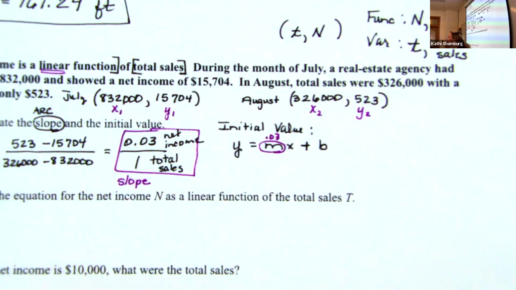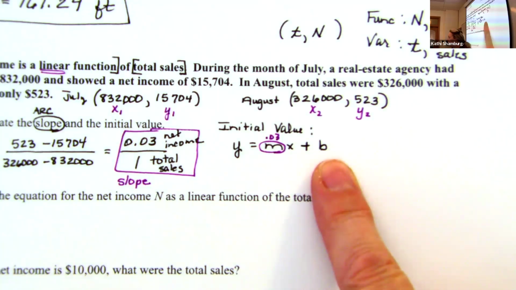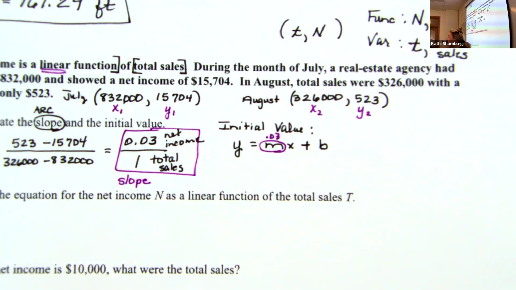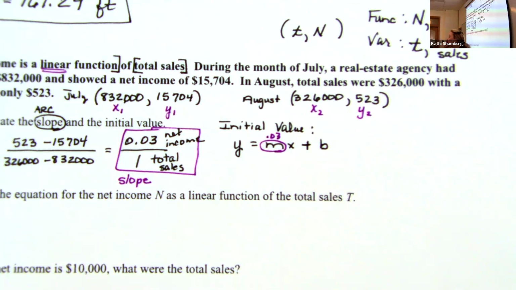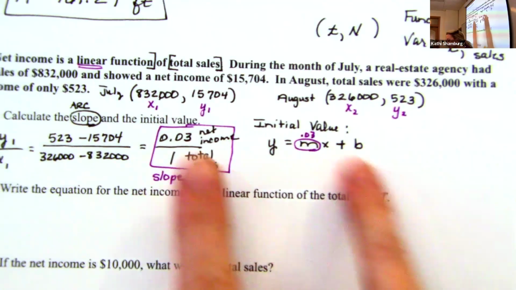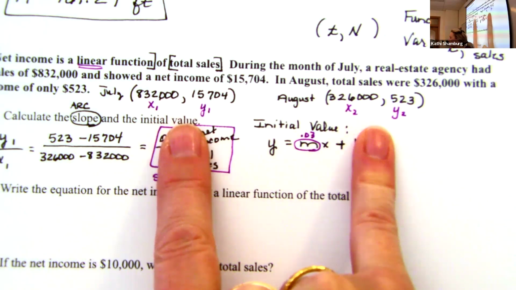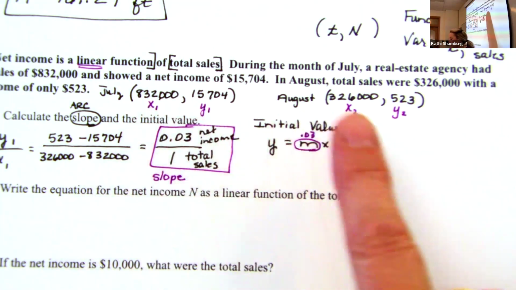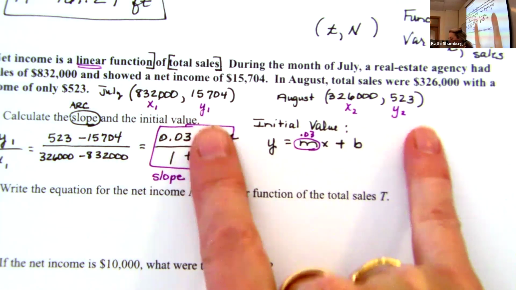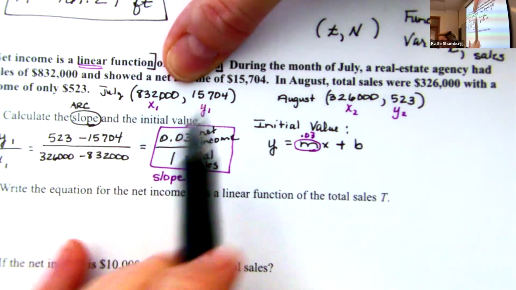What letter represents the initial value? B. So I need to find out what B is. It's not given because I don't have anything that has a variable of 0. So what am I going to have to do in order to find a B? I have to plug in. Look at your ordered pairs. Here's an X and a Y, here's an X and a Y. It doesn't matter which one you use. I'll go ahead and just use the first one.